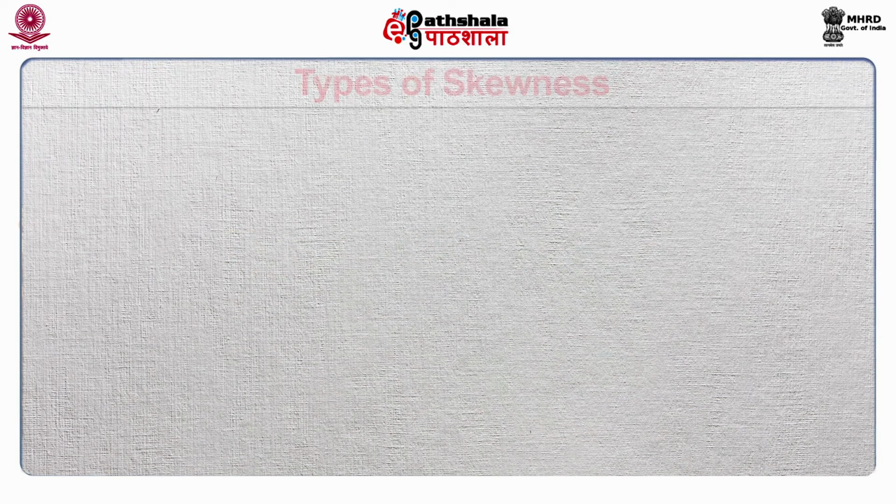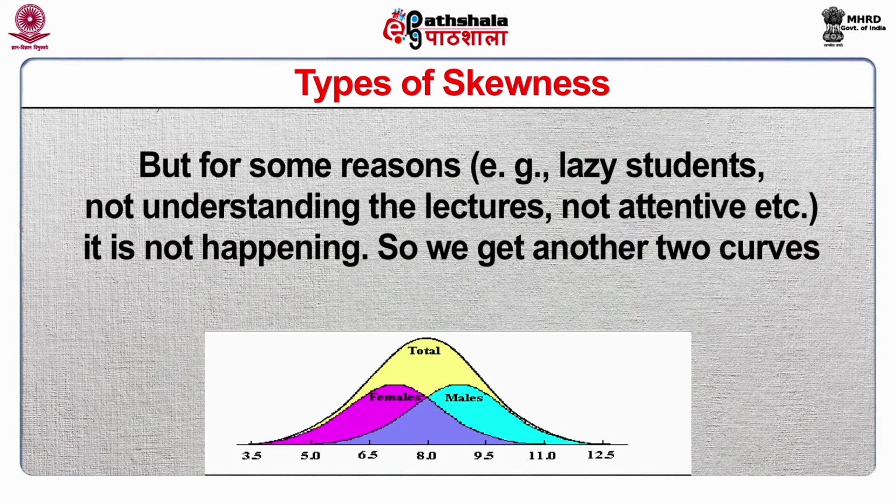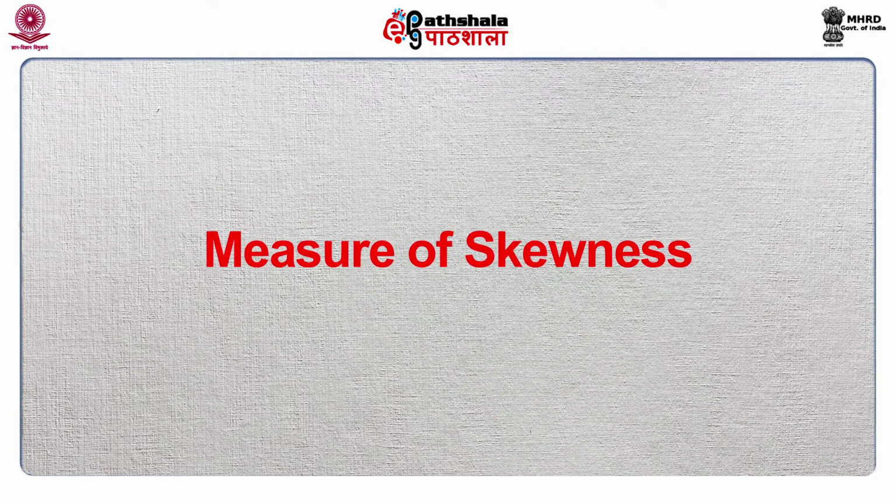If the teacher expects most of the students to get good marks, and it happens, then the curve looks like the normal curve as shown on the screen. But for some reasons, for example, lazy students, not understanding the lectures, not being attentive, etc., it is not happening. So we get two other types of curves, which also represent the males and the females. The measure of skewness.